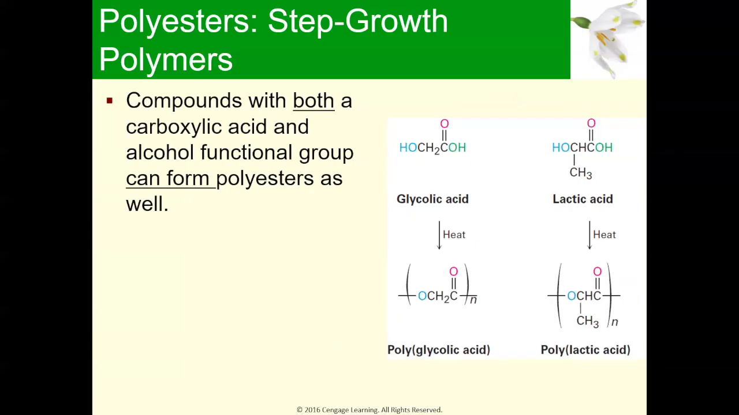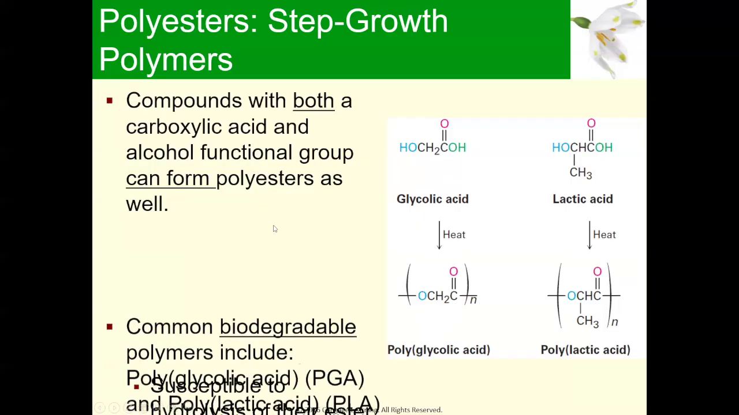Okay, so what if you don't have a di-substituted compound? So if it's not two carboxylic acids and two alcohols, you could still do this if the molecule itself has both a carboxylic acid and an alcohol in its structure, like glycolic acid, like lactic acid. If you use those, you can make a polymer. Okay, and you can see that the reason why it works is because one end of the molecule can react with the other end of the molecule and just build a chain. So you could have polyglycolic acid or polylactic acid. The compounds with both a carboxylic acid and alcohol functional group can form polyesters as well.